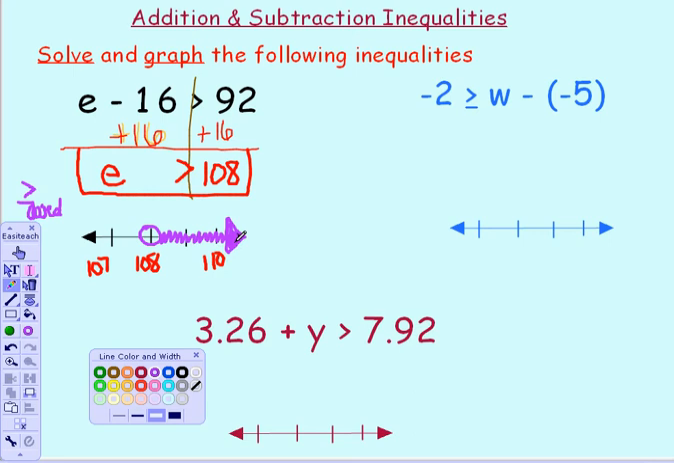You can test some numbers as well. If you put in maybe 110 into the inequality, you can take 110 minus 16 and see that the answer is in fact greater than 92. So that's a way of checking your solution. Okay? Moving on over to the next example.